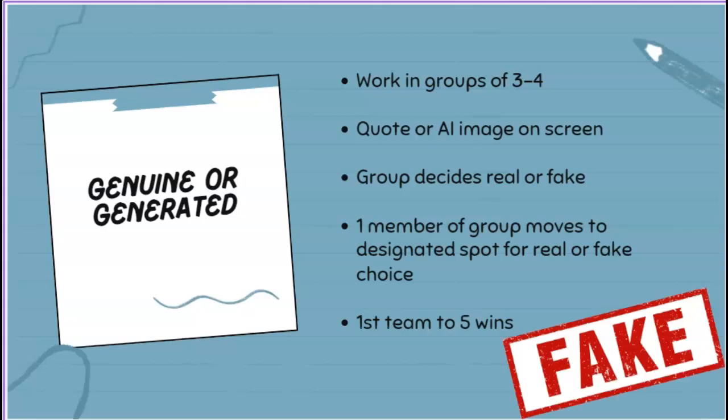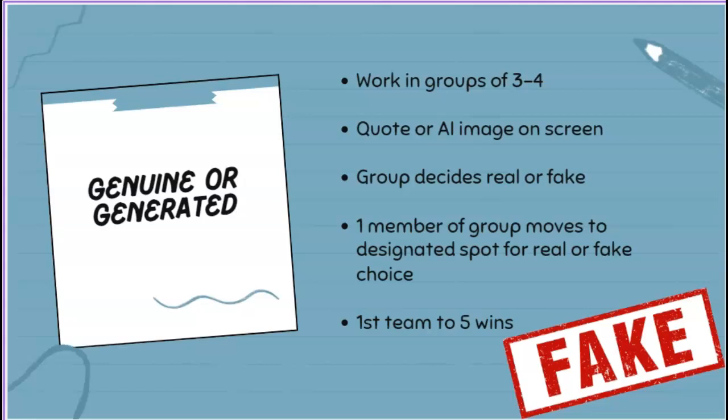So the next one here is genuine or generated. Students work in groups of 3 or 4. There's a quote or an AI image on the screen. Groups decide whether this is real or fake. One member of the group moves to a designated spot for real or fake. So you might have 2 different spots in the room. If you think it's real, somebody from your group step over here. If you think it's fake, step over to this side and see who wins. First team to 5 wins.